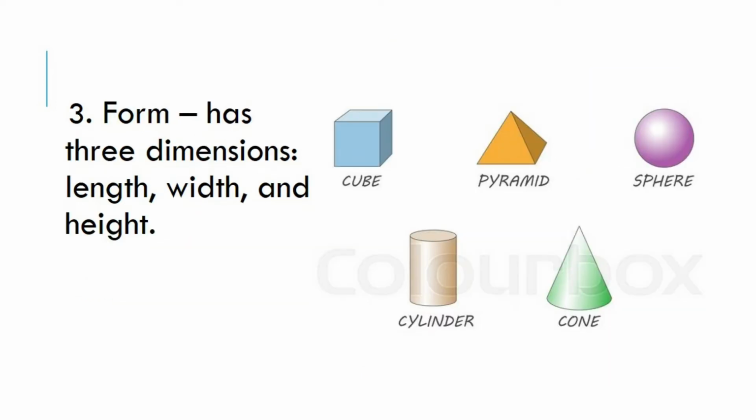Next element is the form. The form has 3 dimensions. Kung yung shape is merong 2 dimensions, the form has 3 dimensions. Here are the examples. The 3 dimensions are the length, width, and the height. Sa shape, there's only 2, the length and the width. Sa form, kasama na din yung height.